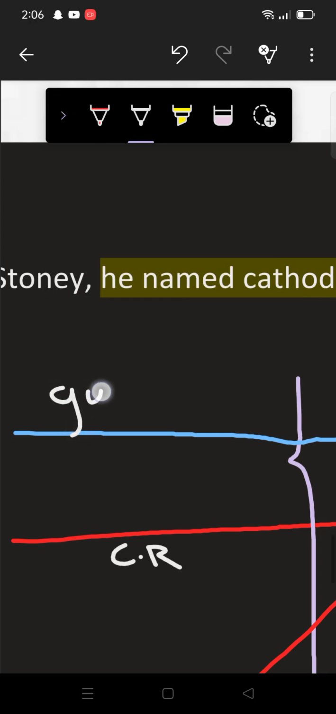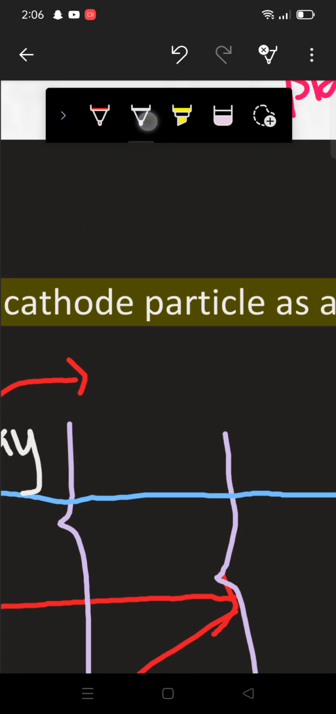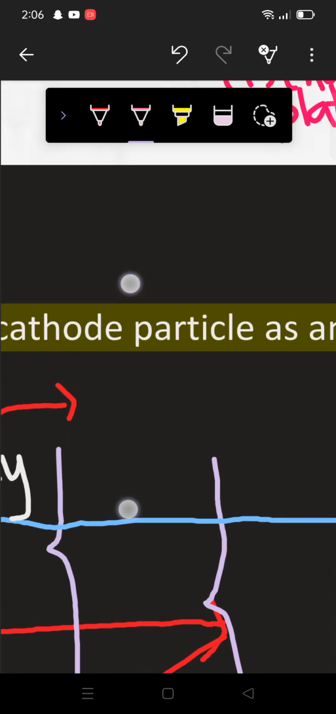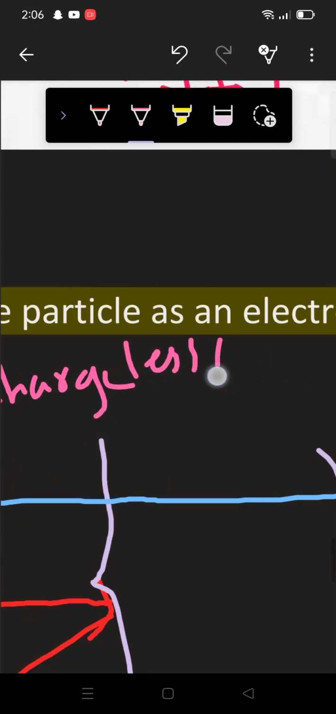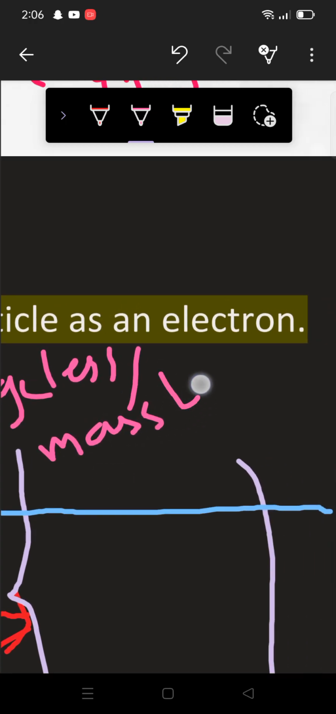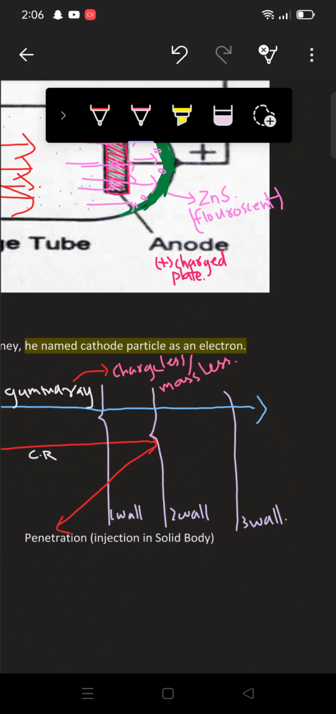Why does this gamma ray penetrate a lot? Because it is chargeless plus massless. This is chargeless and massless. That's why it penetrates a lot, right?